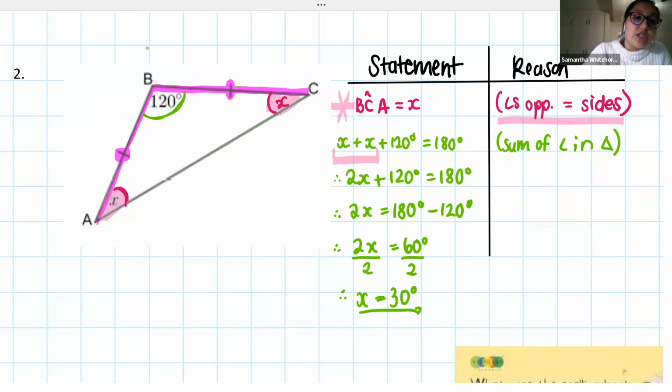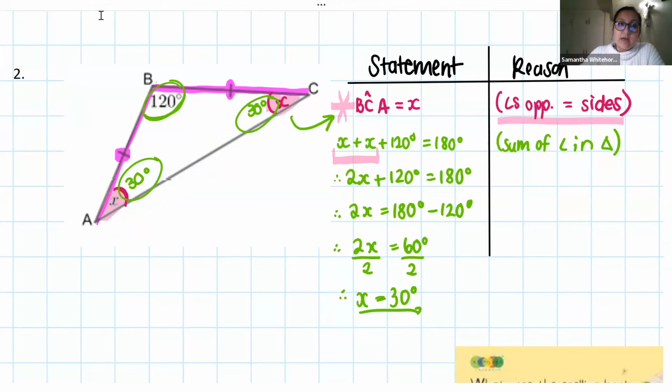Now again, grade 8, check yourself. If this is 30 and this is 30, because they're both X, because we made that statement right at the start, 30 plus 120 is 150, plus 30 is 180. I get my angles in a triangle. So there's a way to check yourself and make sure that you do.